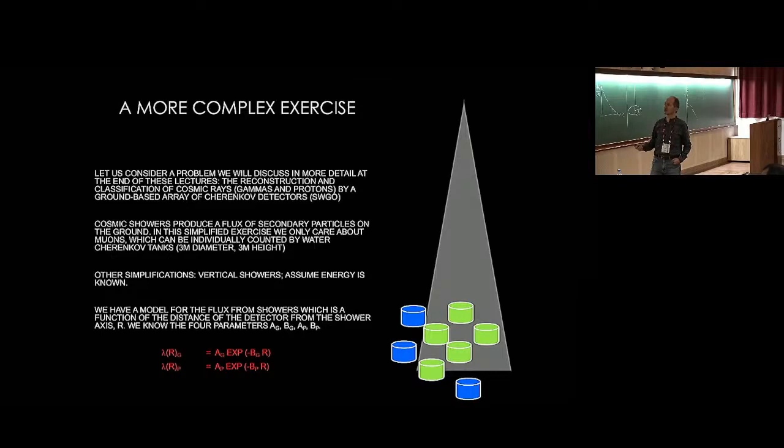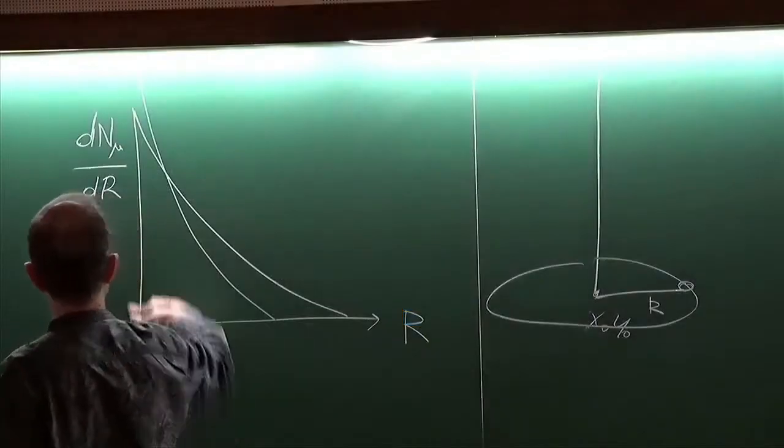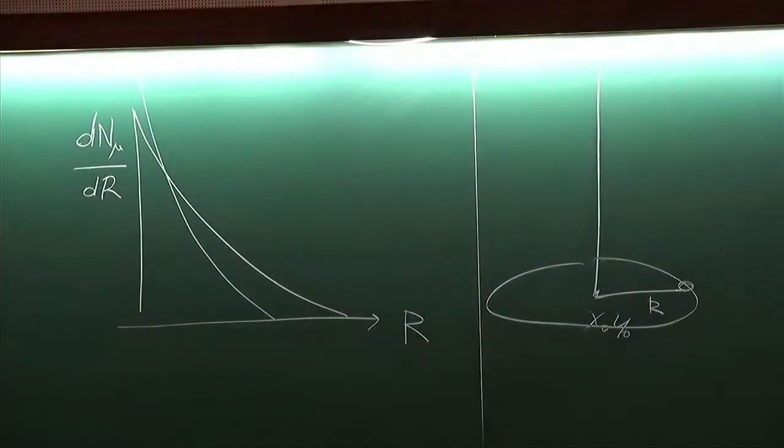If it is a shower produced by a gamma ray, we'll have a distribution which is a negative exponential with some normalization factor, which is different from gamma showers and proton showers. And you see, with two different slope parameters, so that actually you can think of distinguishing these two distributions because they have different slope parameters and different normalizations. So this is the problem.